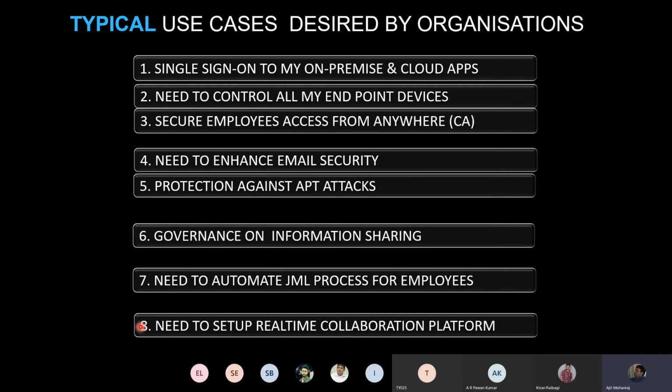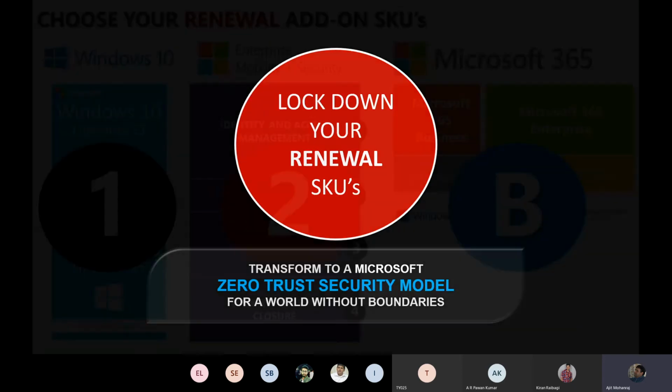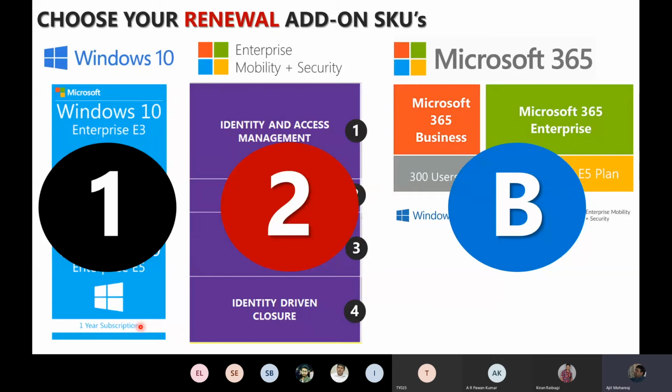Need to automate the JML process comes up quite a bit. And set up a real-time collaboration platform, which is nothing but Teams, that they wanted to set up, right? So we see all of that. So I really want you to lock down your renewal SKUs, right? With all of these kinds of SKUs that I'm going to talk about. Choose wherever you want to start.